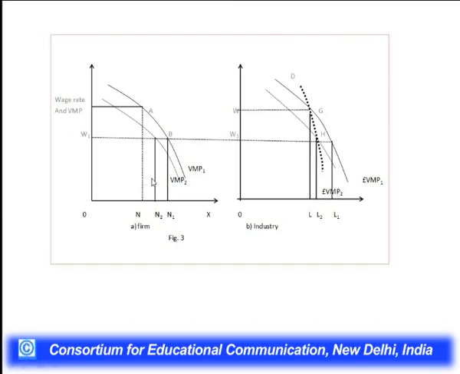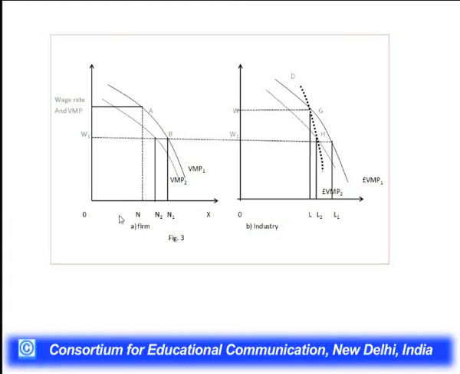Now you see VMP has shifted to the left and it has become VMP2. So at OW1 price of the factor, the demand for labor by one firm is ON2. And supposing we take that there are 100 firms, so we can find out the demand for labor by one firm multiplied by 100, and that will tell you what is the demand for a factor which is labor by all the firms in the industry as a whole. So in the right hand diagram, actually we have taken ON2 multiplied by 100 because we are showing it for the industry.